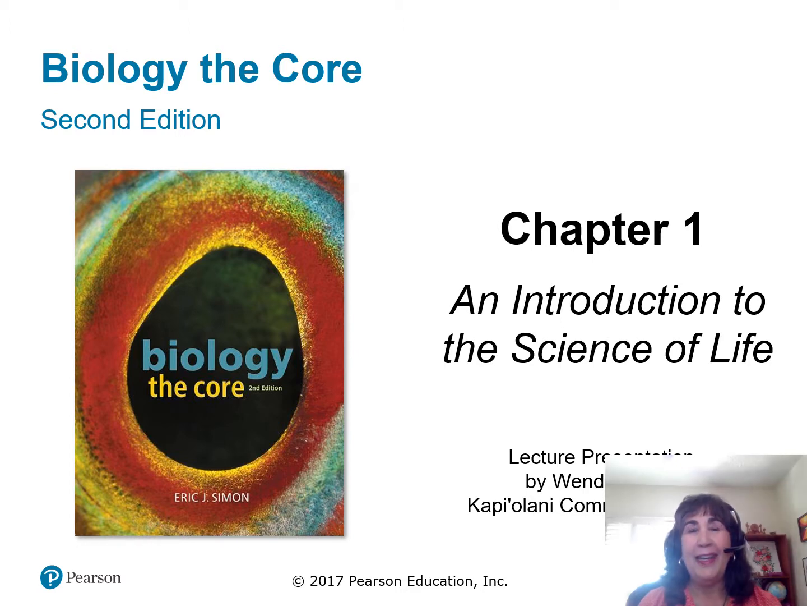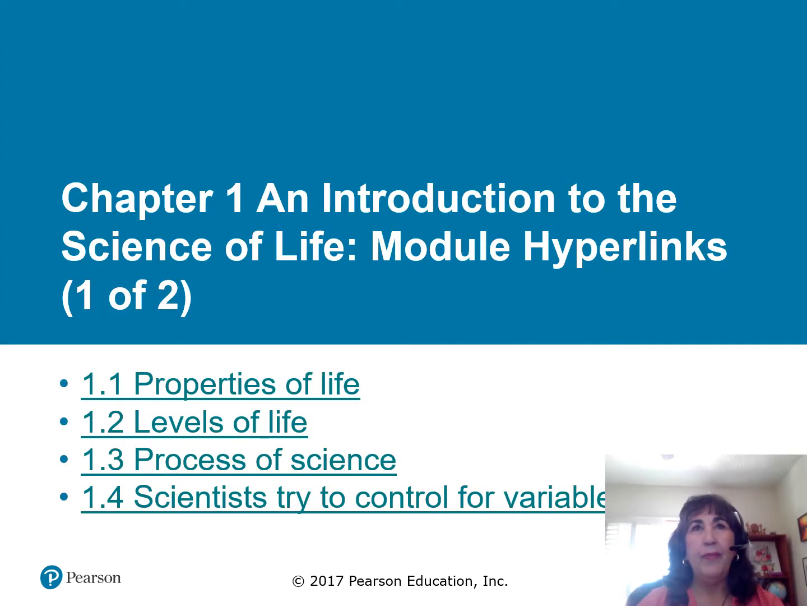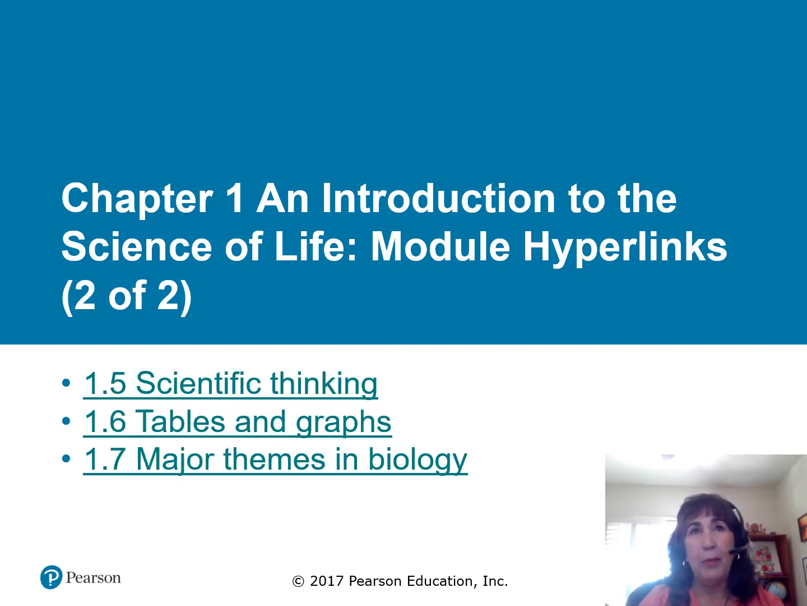Chapter 1, An Introduction to the Signs of Life. In this chapter, we will talk about the properties of life, levels of life, the process of science, and how scientists try to control for variables in an experiment. We'll talk about scientific thinking, tables and graphs, and major themes in biology.